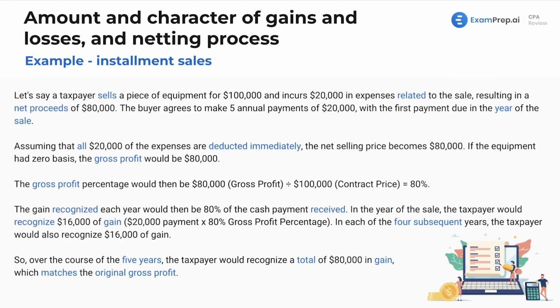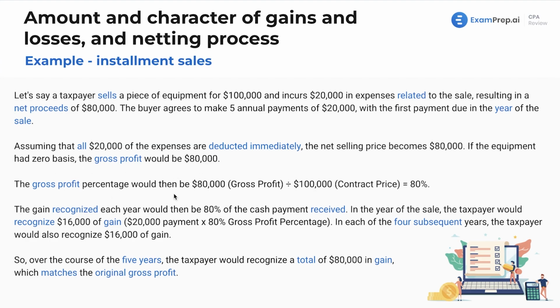Next up in our examples, let's say that a taxpayer sells a piece of equipment for $100,000 and incurs $20,000 in expenses related to the sale, resulting in net proceeds of $80,000. The buyer agrees to make 5 annual payments of $20,000, with the first payment due in the year of sale. Again, we are introducing new items piece by piece to our example, seeing how that changes it. Assuming that all $20,000 of the expenses are deducted immediately, the net selling price becomes $80,000. If the equipment had a 0 basis, the gross profit would be $80,000.